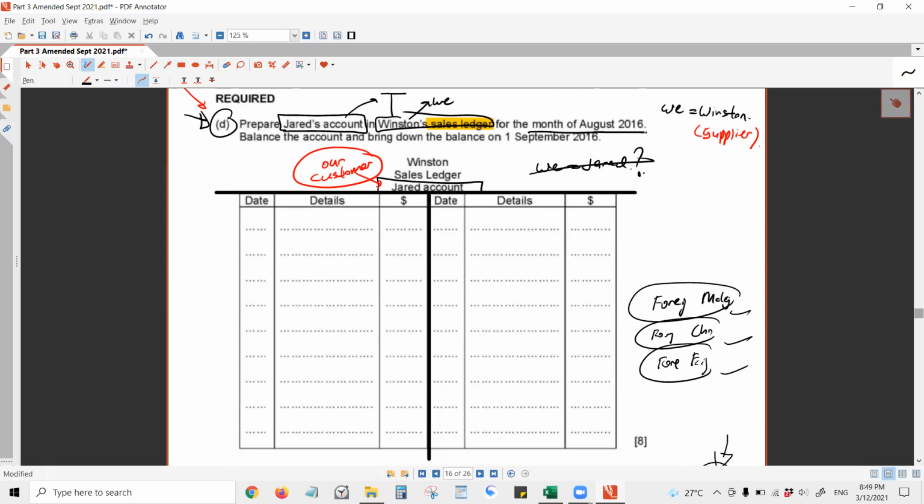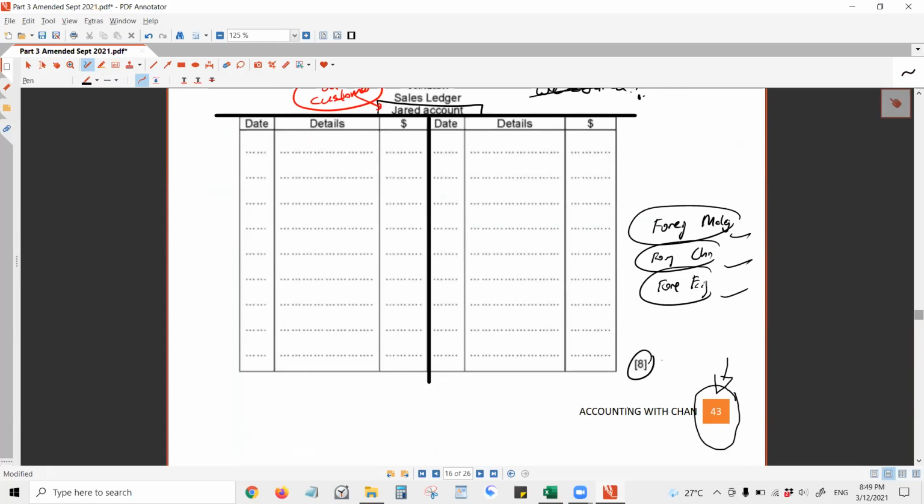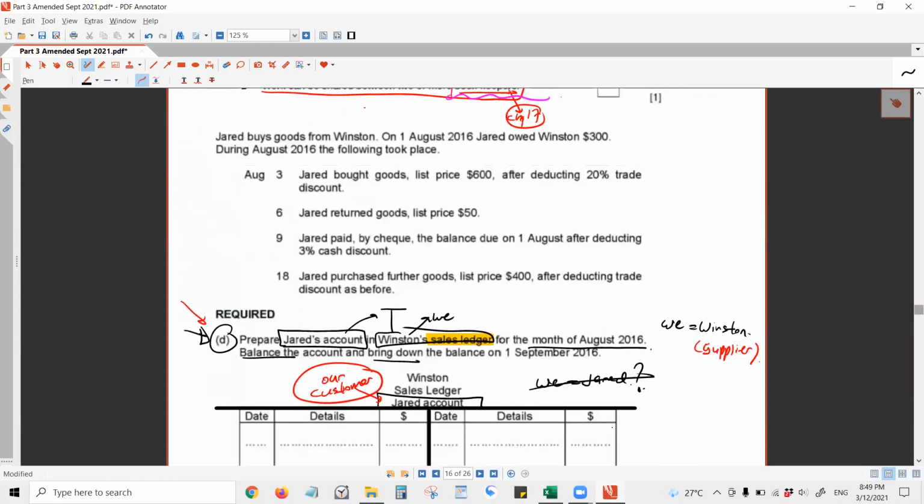For the month of August 2016, balance and bring down the balance, which means do balancing. Question for 8 marks. Let's start reading. You see, the examiner keeps trying to make you think that you are Jared, because the examiner starts every sentence with the name Jared. They're trying to trick you into thinking that we are Jared. But keep reminding yourself we are Winston. So you have to be super careful.